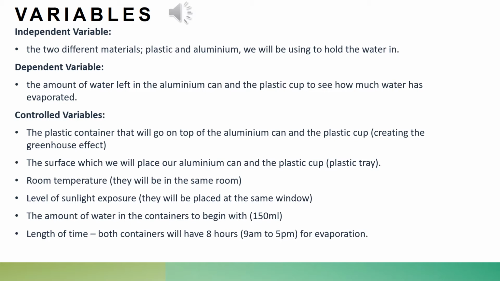Controlled variables. The plastic container that will go on top of the aluminium can and the plastic cup. The surface which we will be placing our aluminium can and the plastic cup. The room temperature. The level of sunlight exposure. The amount of water in the containers to begin with. And the length of time both containers will be in the sun.